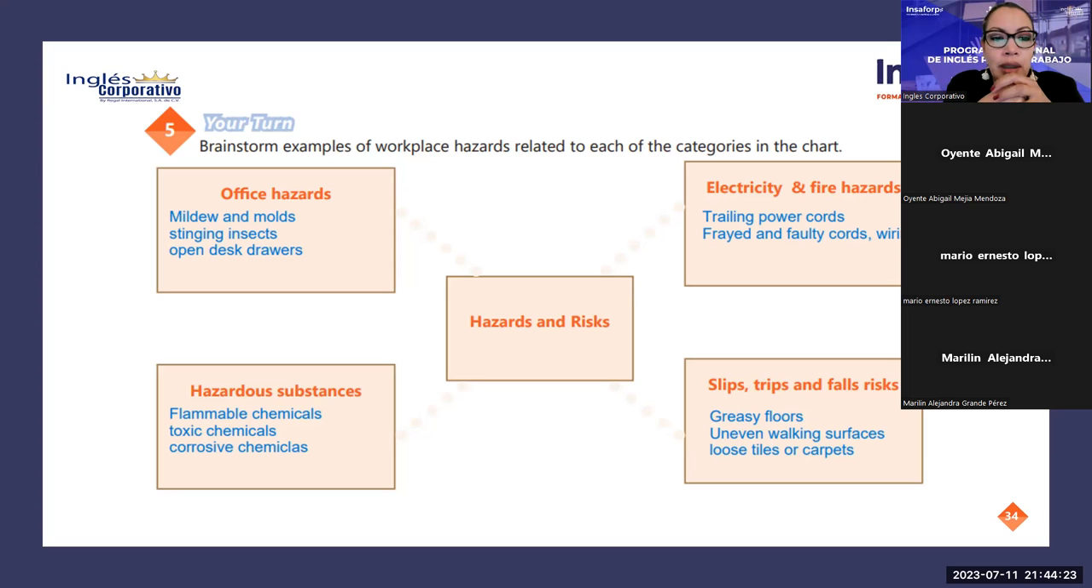Now about hazardous substances, probably flammable chemicals, toxic and corrosive chemicals. The electricity and fire hazards that we can find at the workplace can be trailing power cords.